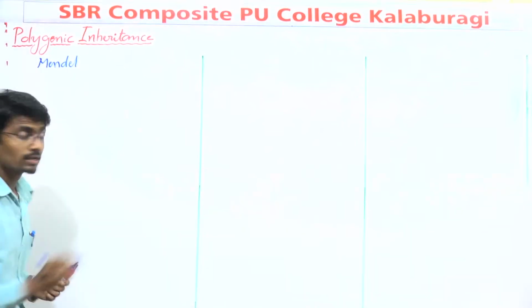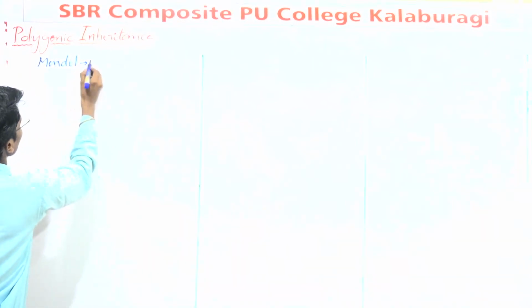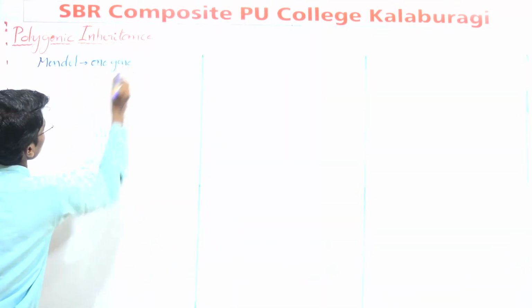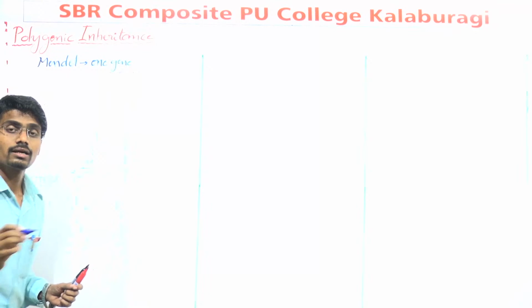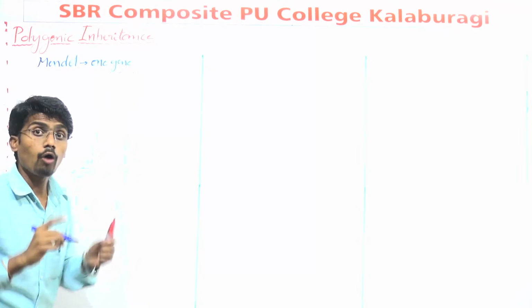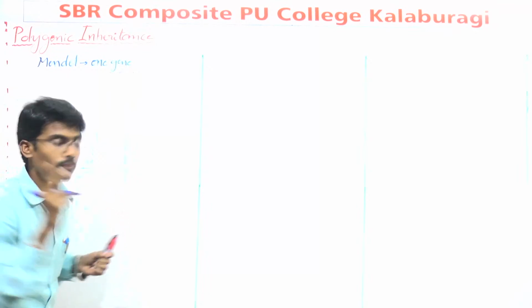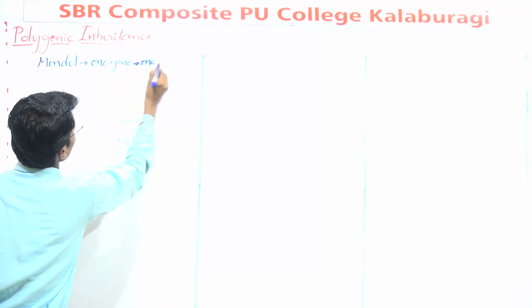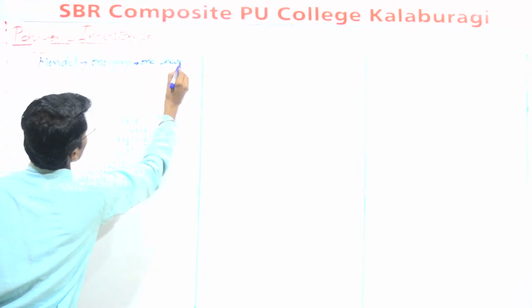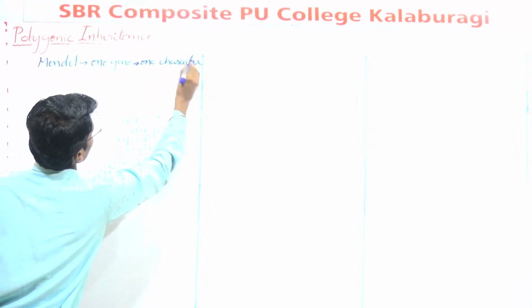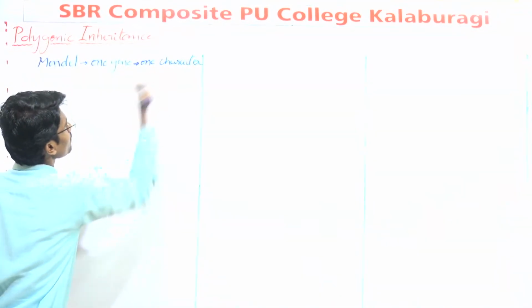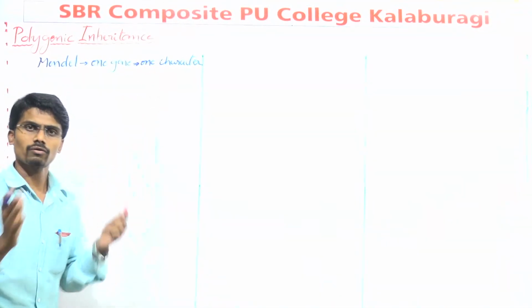As per Mendel, what did he tell? He told that only one gene is responsible for how many characters? One or two? Very good. That is only one character. One gene controls how many characters? Only one character. For that, he has given a lot of examples.